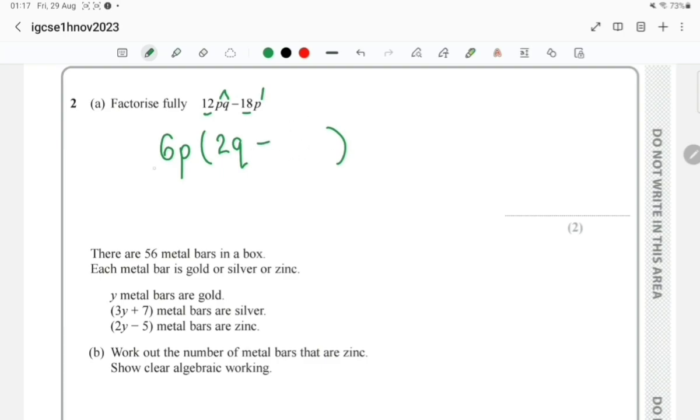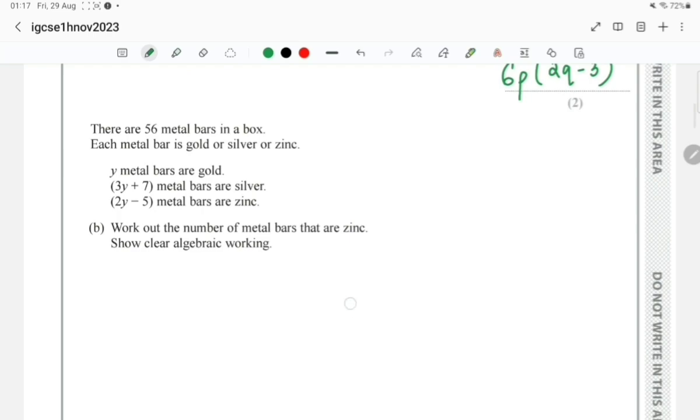What multiplies by 6p will give me 18p? That would be 3. 6p multiplied by 2q is 12pq, and 6p multiplied by minus 3 is minus 18p. So my answer will be 6p(2q minus 3).